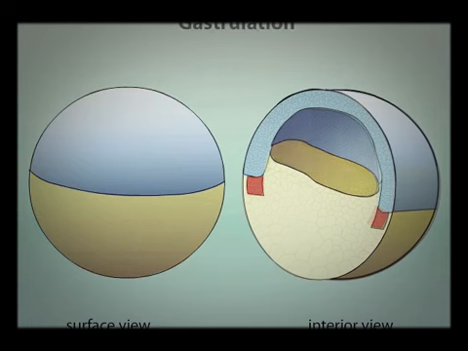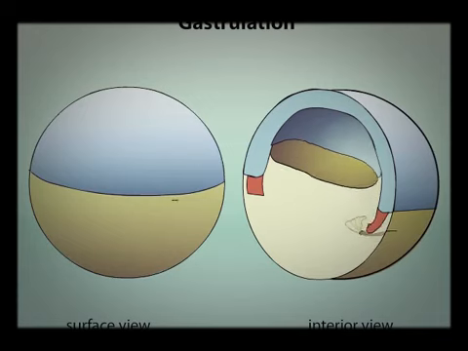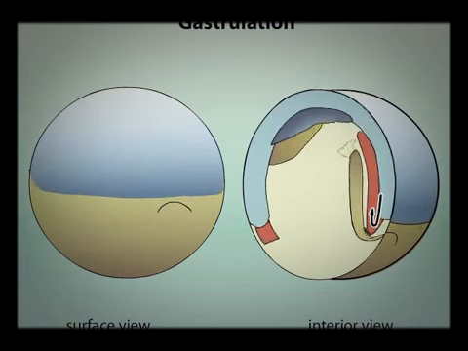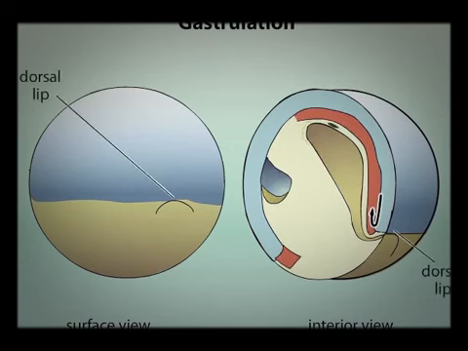At the beginning of gastrulation, a few surface cells, called bottle cells, move into the interior of the embryo, followed by other surface cells. We can track the movement of cells into the embryo if we add dye to a few surface cells. The movement of cells into the embryo creates a lip, called the dorsal lip, over which sheets of cells continue to move inside. At the same time, the ectoderm extends around the embryo surface in a process called epiboly.